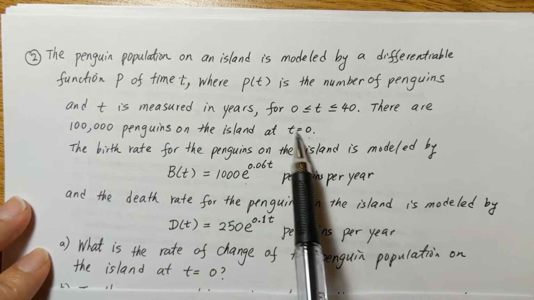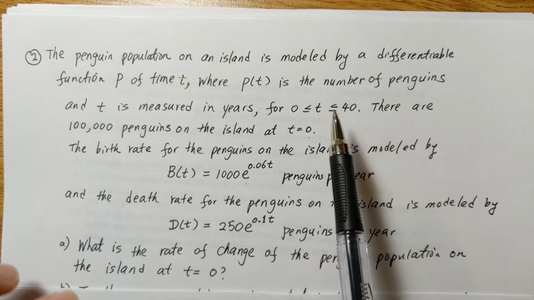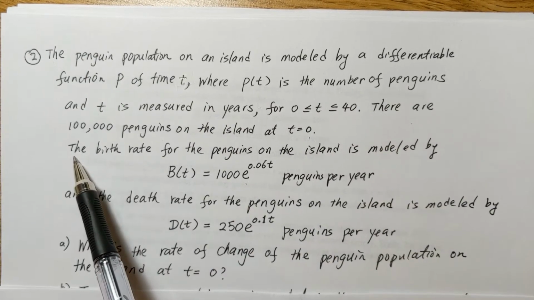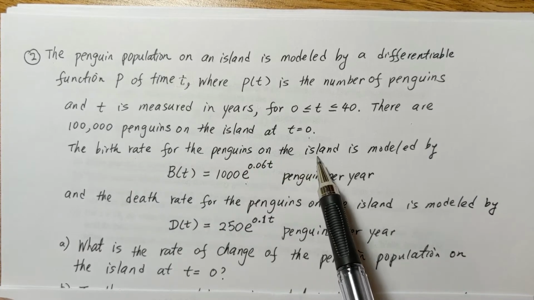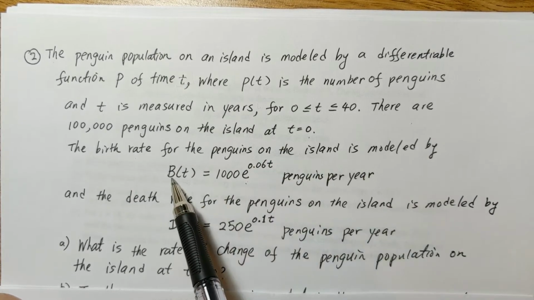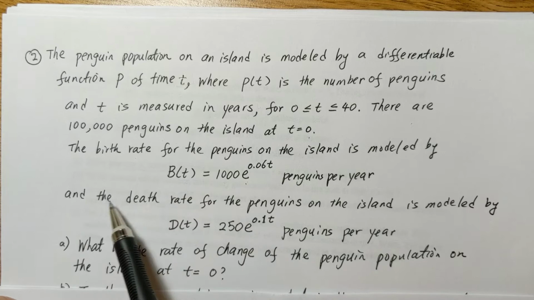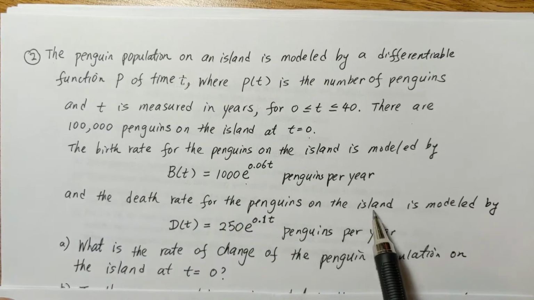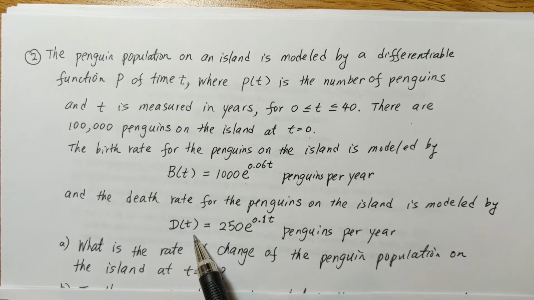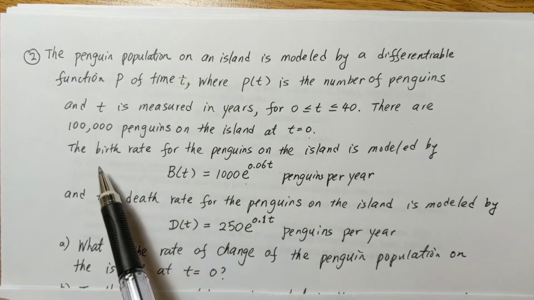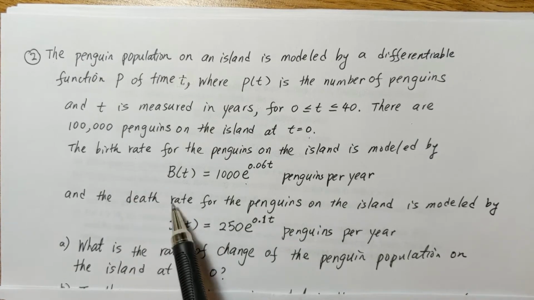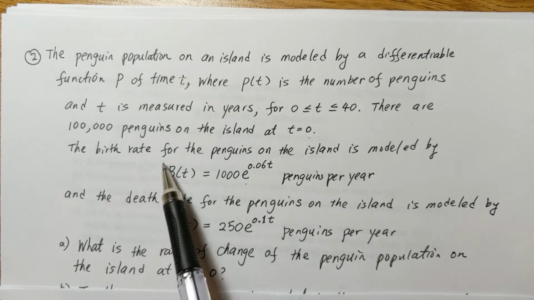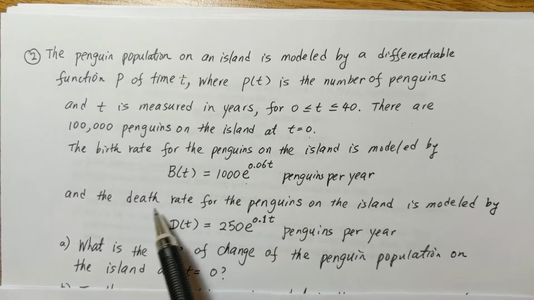Even though it changed to penguins, it sounds like the water in and out problem. So let's take a look at this. The birth rate for the penguins on the island is modeled by B of t, and the death rate for the penguins on the island is modeled by D of t. So the birth rate basically is the rate in, and the death rate basically is the rate out. Birth is going in, and death means they're gone.